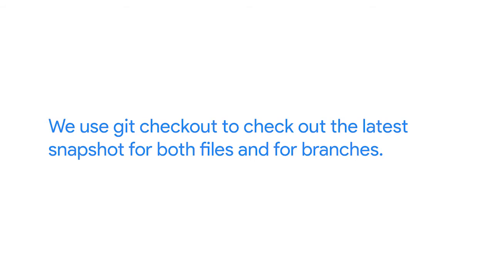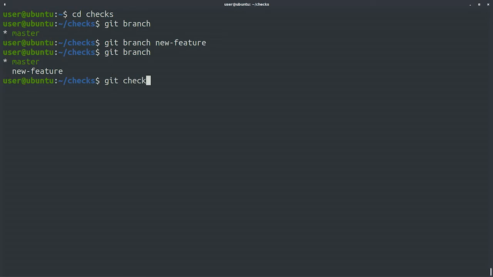If this seems a bit confusing at first, you are not alone. I also found it hard to wrap my head around at first, but rest assured that it will become clearer after we use these commands for a while. It might help to remember that we use git checkout to check out the latest snapshot for both files and for branches. All right, let's switch to our new feature branch by calling git checkout new-feature and then listing our branches once again.